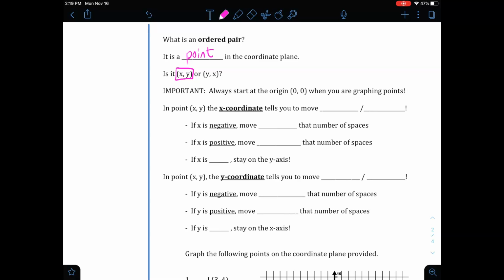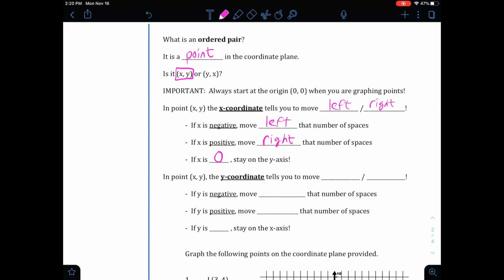All right? So, let me turn my page over, actually. So, the x-coordinate tells you to move which direction? If you said left and right, you are correct. It's going to tell you to move left and right. Okay? If x is negative, does that mean move left or right? What do you guys think? It's left, because on the number line, when you're going negative, you're going to the left, right? Negative numbers are to the left. Positive is going to be to the right. Okay? And if x is 0, you're actually going to stay on the y-axis. You're not going to move left or right at all.